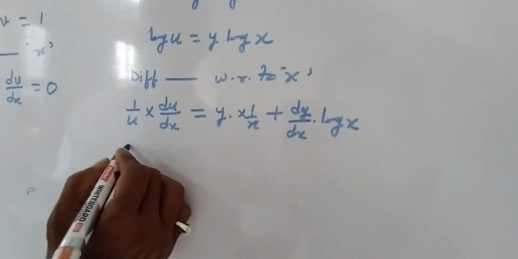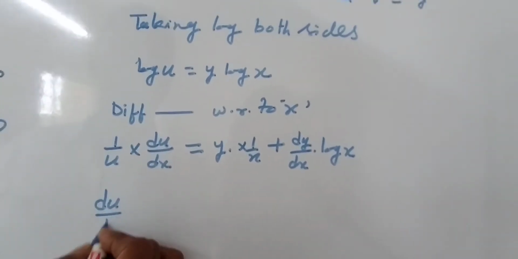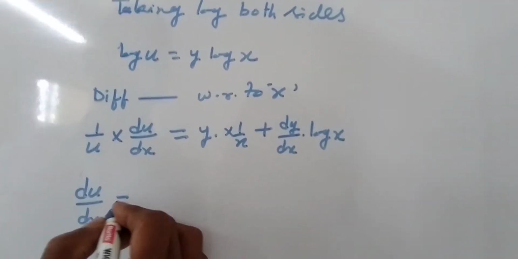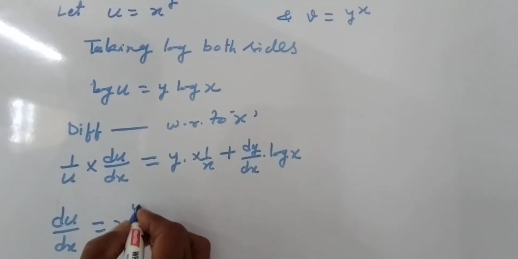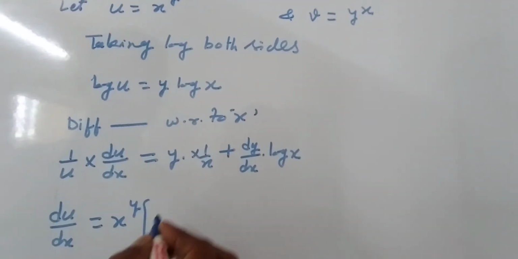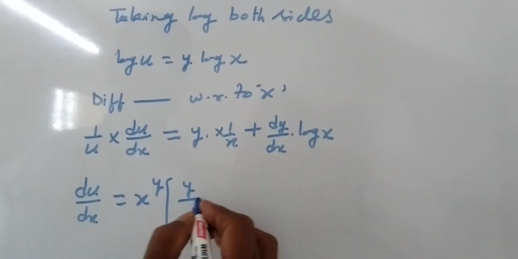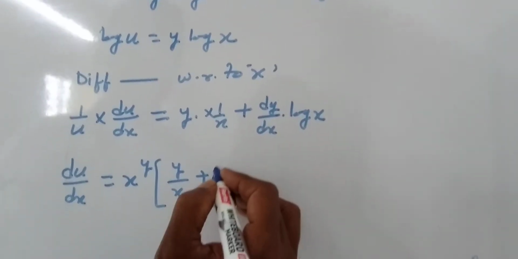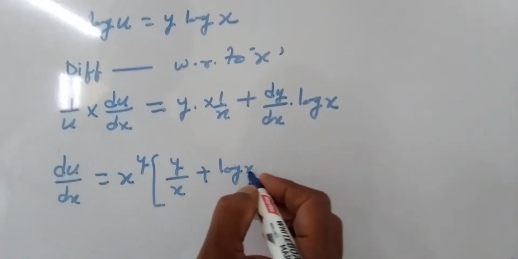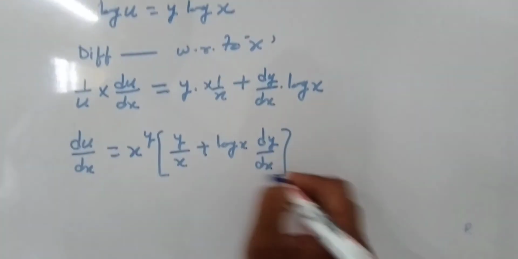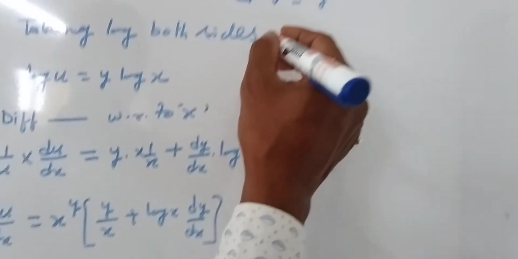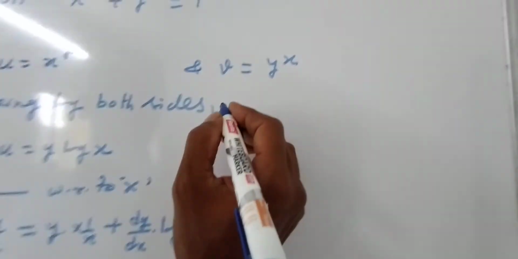So du by dx equals u, that means x to the power y, into (y by x plus log x dy by dx). So this is du by dx. Similarly we will find dv by dx.